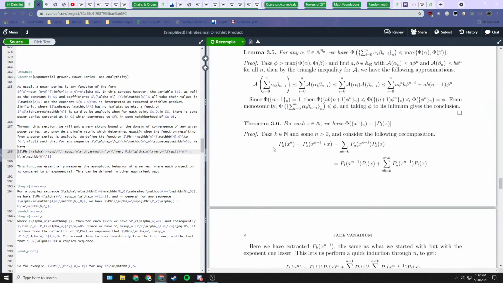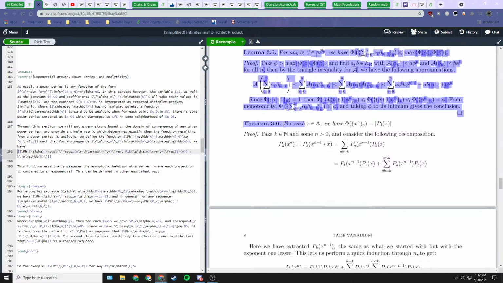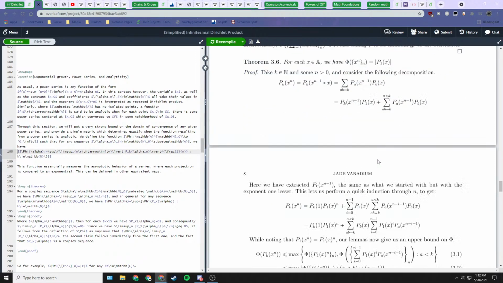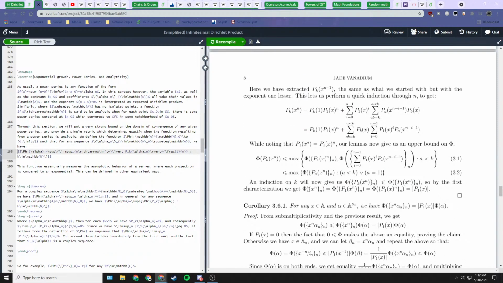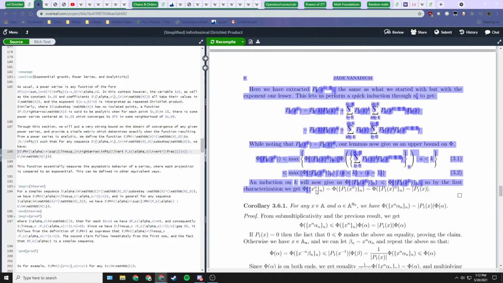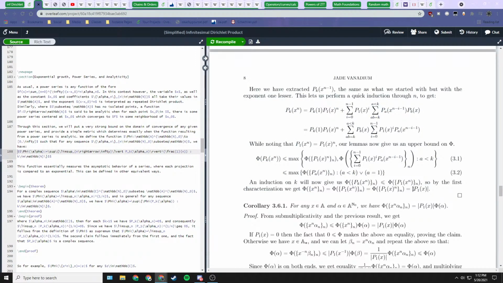So the statement of this theorem: for every x we have this equality, and that is exactly what we've concluded, that the phi value of this exponential series, x power n, is exactly equal to the absolute value of p1 of x, so the absolute value of whatever x is on its first projection. So its first component. And this is super useful.